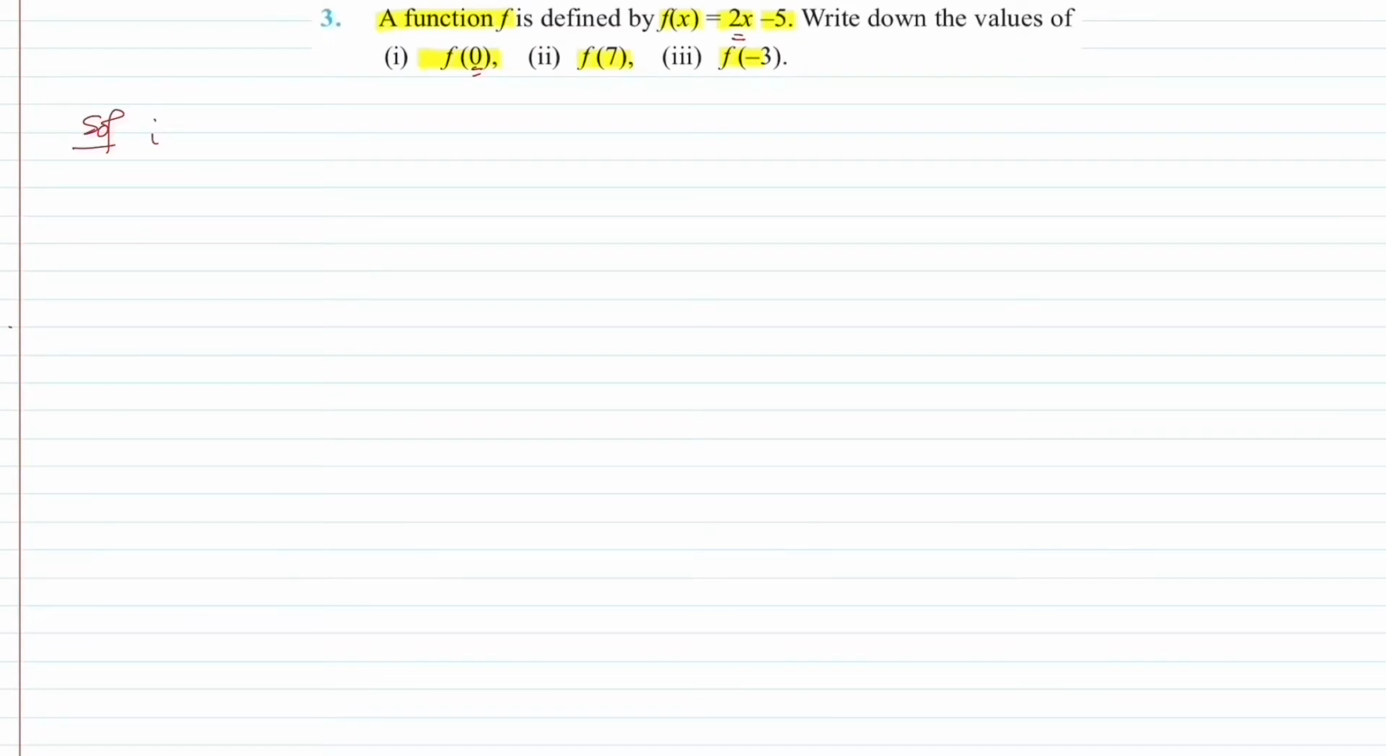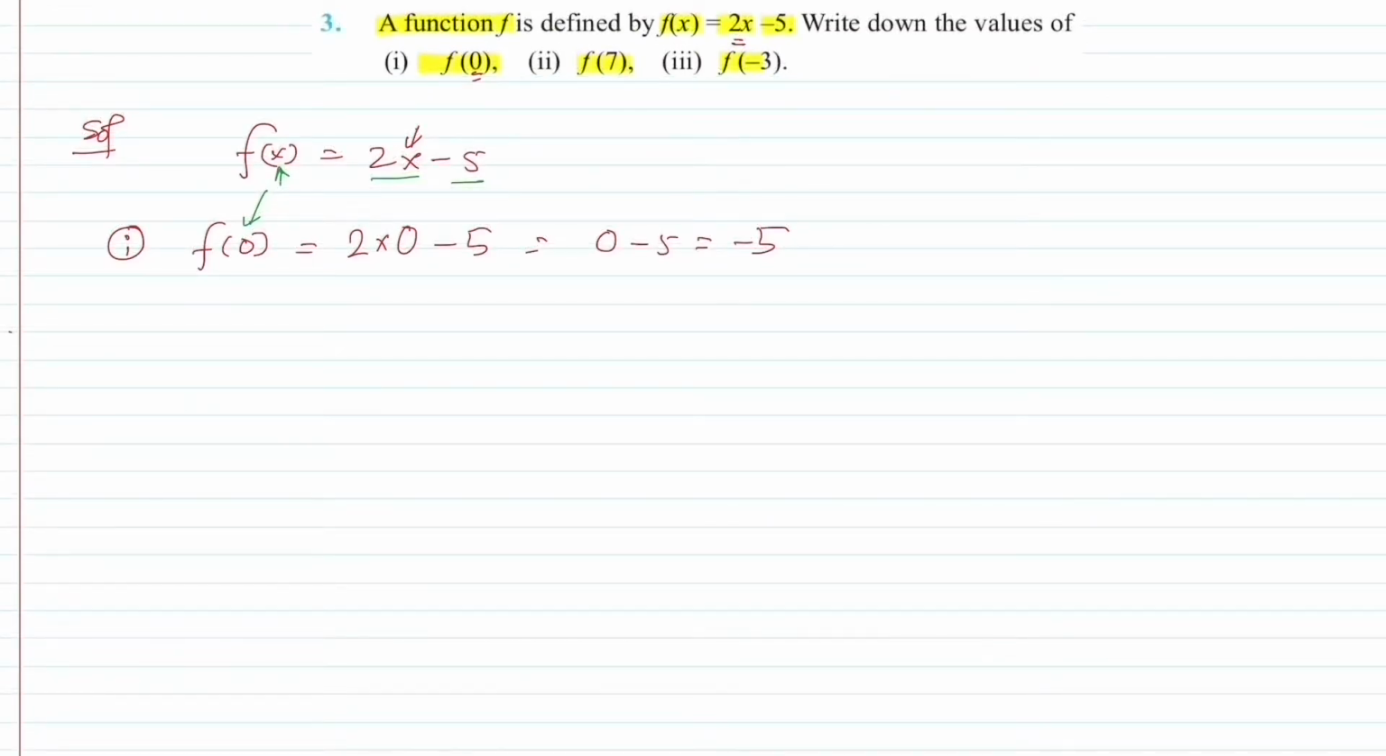First let us write the given function: f of x is equal to twice x minus 5. Now we are going to find f of 0. When it is f of x, it gives twice x minus 5. So if you replace this x by 0, then here also this x must be replaced by 0. Then 2 into 0 minus 5, that is 2 zeros are 0, 0 minus 5, that's equal to minus 5.